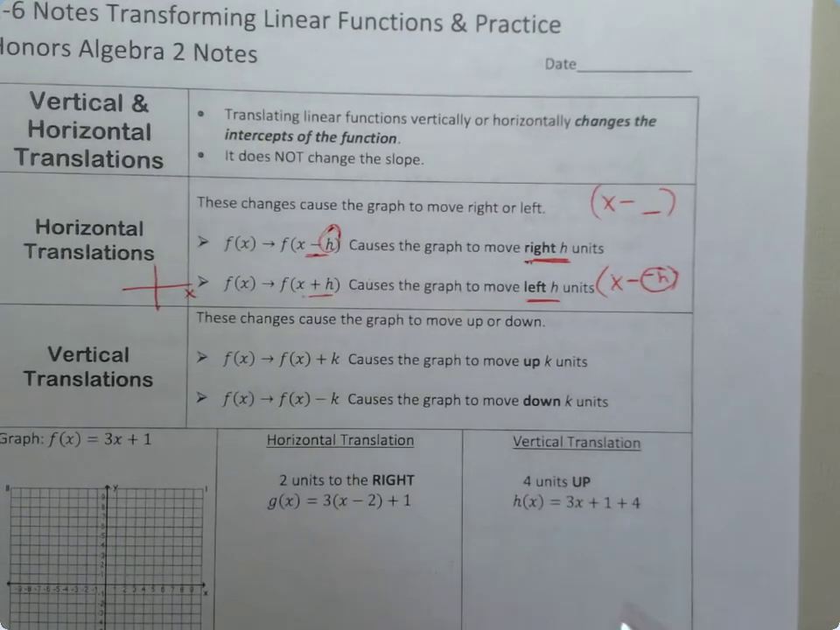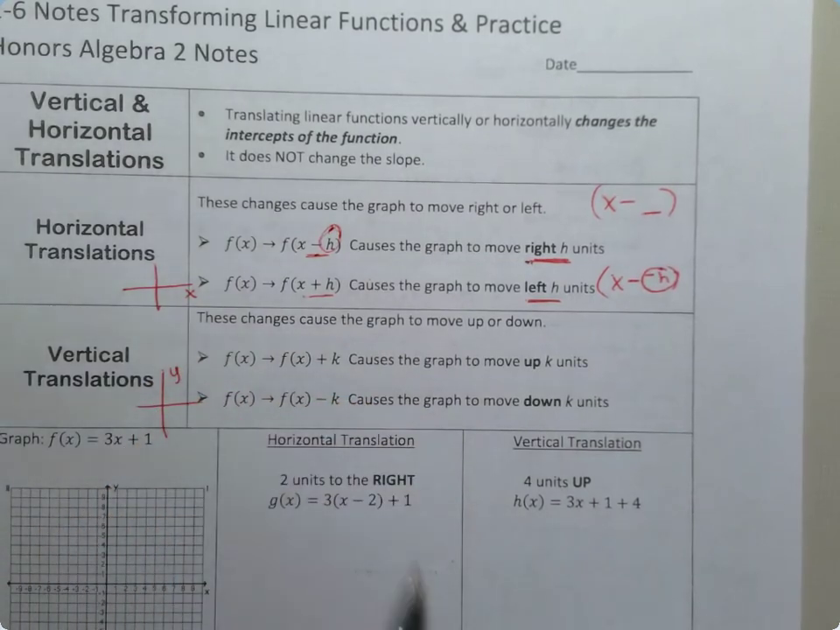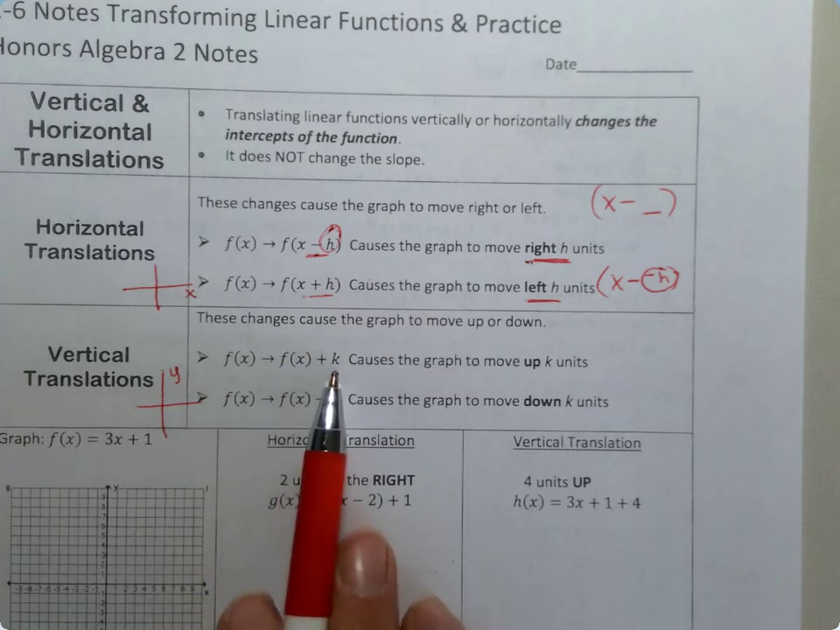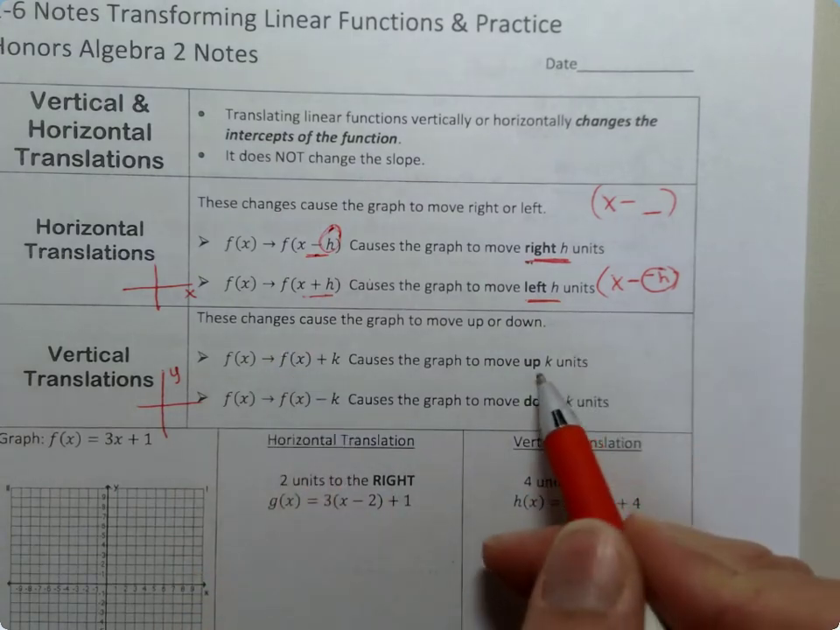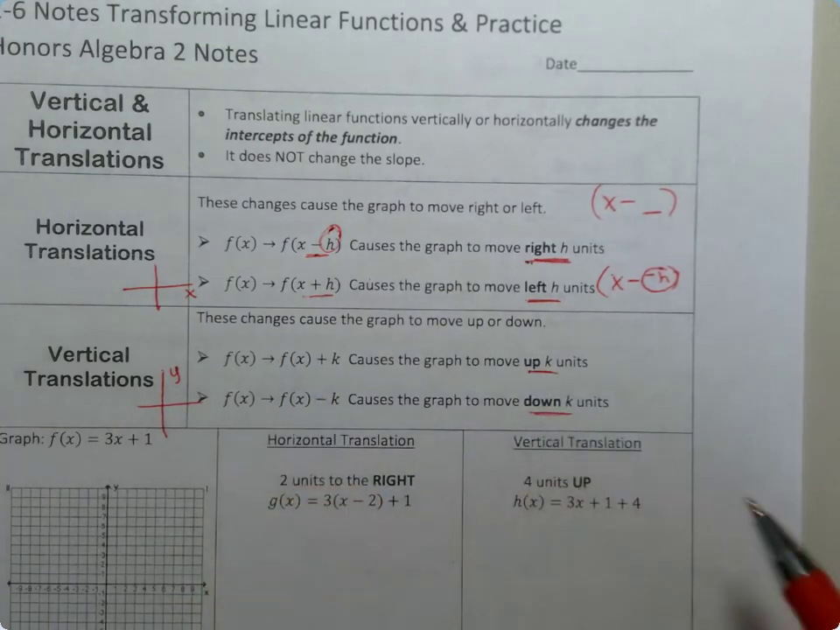Now, the vertical translation moves the y value, and y is up or down. So here it is, f of x is the same as saying y equals, right? If I add something to the y value, it is going to move up. If I take something away from the y value, it is going to move down.